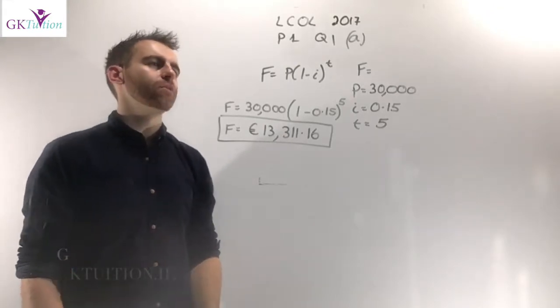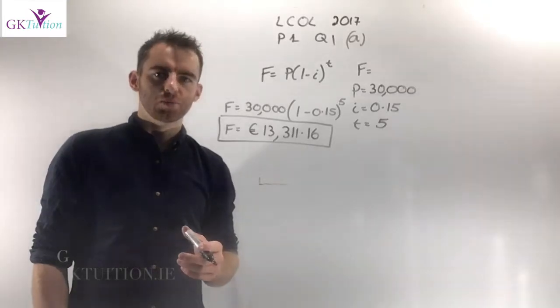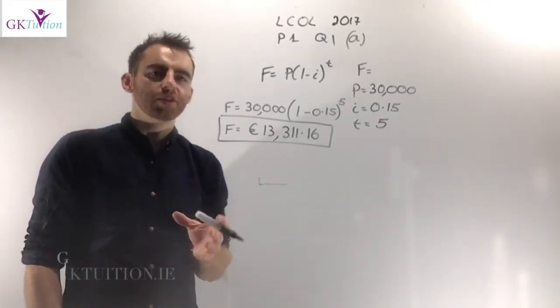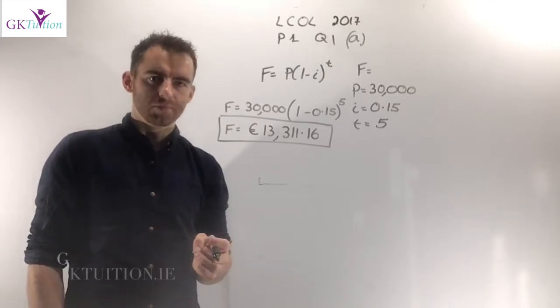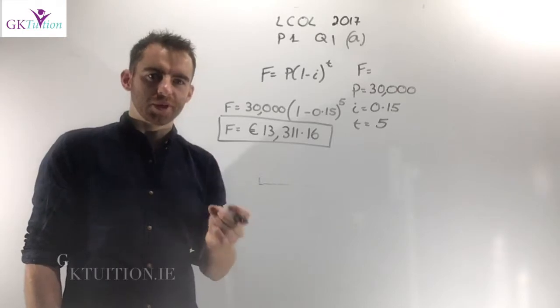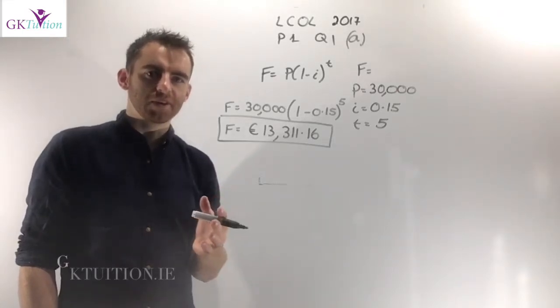Now the question that I've chosen to go through here is 2017 Paper 1 Question 1. In this question we're told that a company buys a new machine for €30,000 and that it depreciates at a rate of 15% per year. So we're asked to work out what is the value of the machine after 5 years.